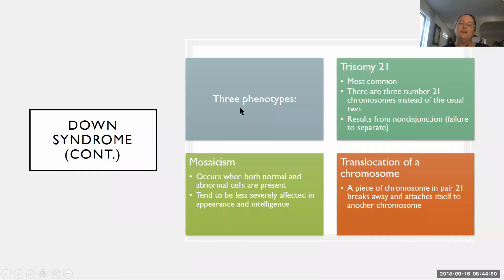There are a couple of different phenotypes. The most common is trisomy 21, where there are 3 number 21 chromosomes instead of the usual 2. And this is a result of a failure to separate. So every cell in the body has this third chromosome. Sometimes there's a translocation, so part of the chromosome has been moved to another area, and that can cause a problem on that 21st chromosome. And then there's what we call a mosaic, where both normal and abnormal cells are present. These tend to be less severely affected and don't always have the same physical characteristics.